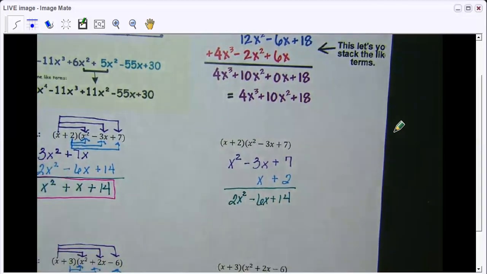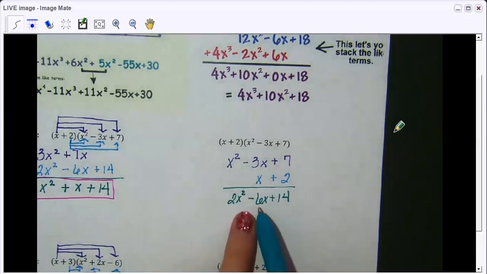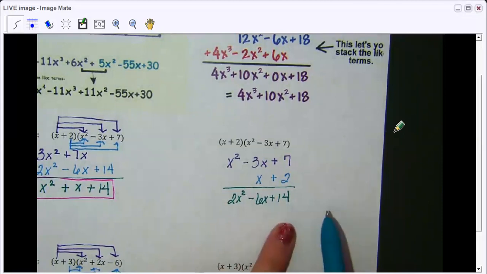The key to this method, though, is putting the sign in front of it. So if you end up with a positive number, you have to make sure you put the addition sign in front of it. Notice I forgot to do that here. So when I got to 6x, it looked like 6x 14, but it is really 6x plus 14.